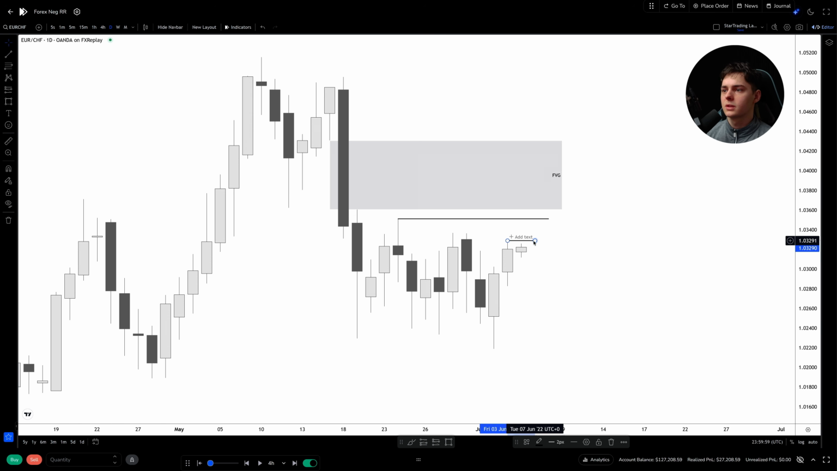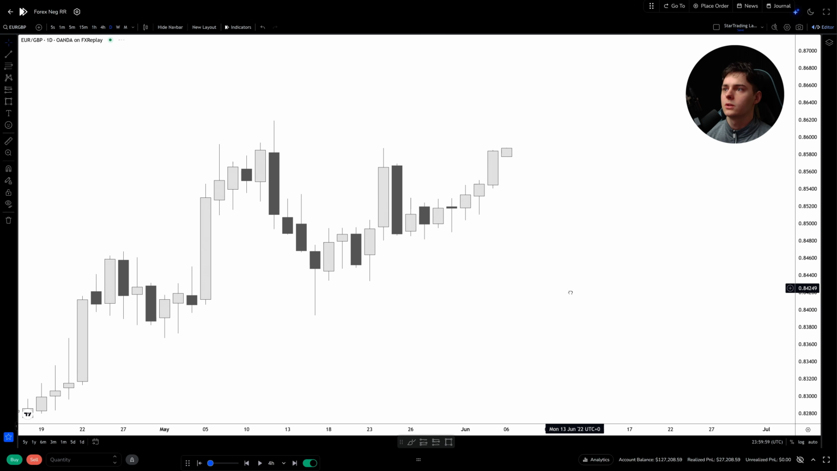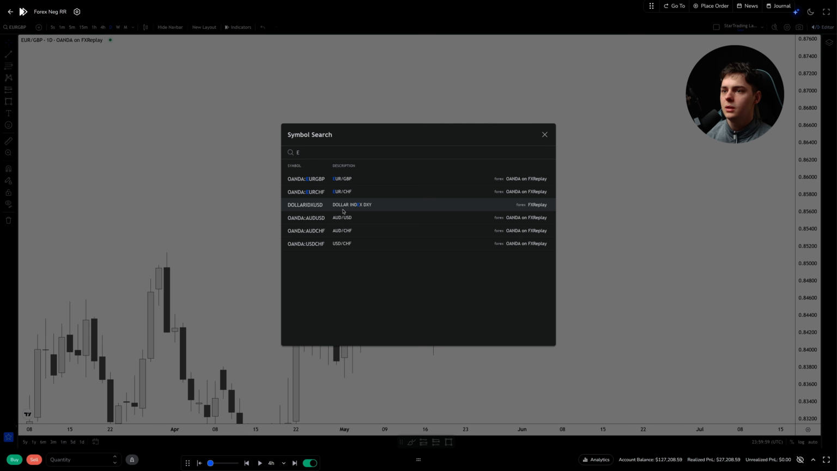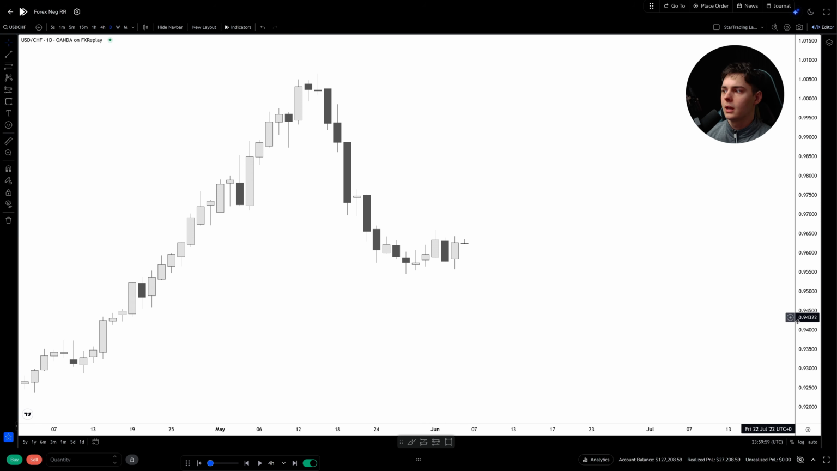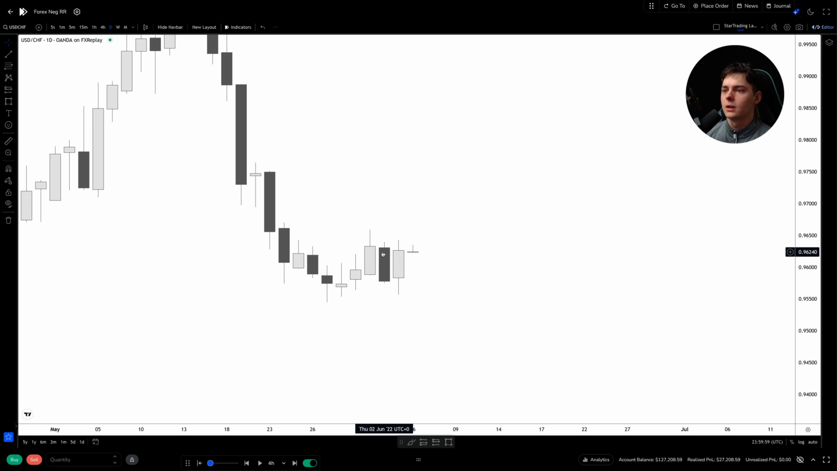EUR CHF is still looking quite fine. We have the relative equal highs, the FVG, so we're also going to take a trade on that one. Most likely EUR GBP, your previous day low has been taken out, and on that one I actually like that. We have traded lower.